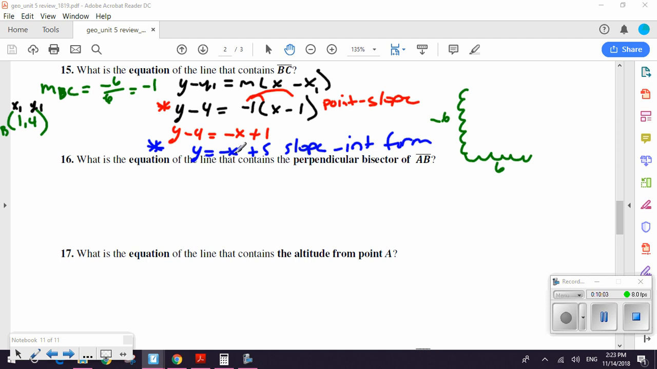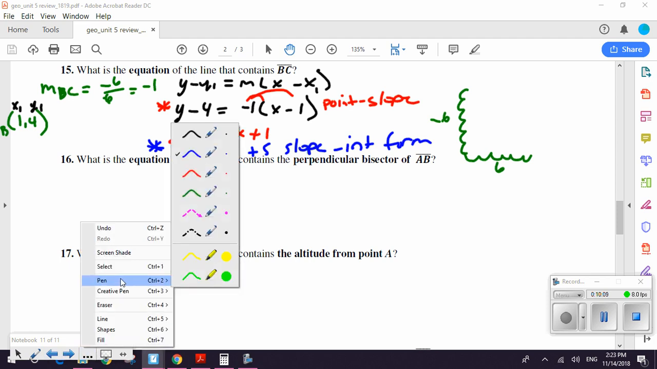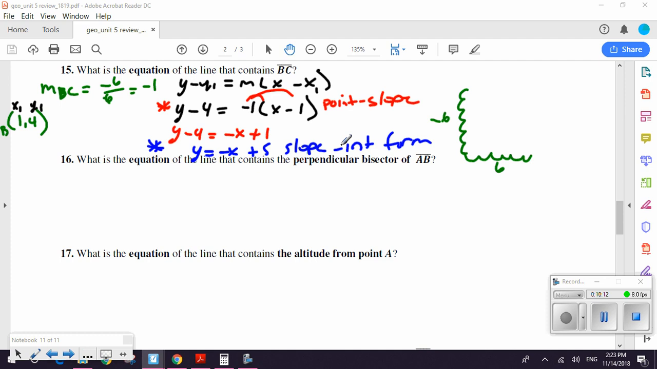And then if it said standard form, you need to move negative x to the other side by adding it. So in standard form, it would be x plus y equals 5. So practice all three. You never know what's going to happen on your test. But from this point on, I'm just going to do point slope and maybe slope intercept. Maybe. We'll see.